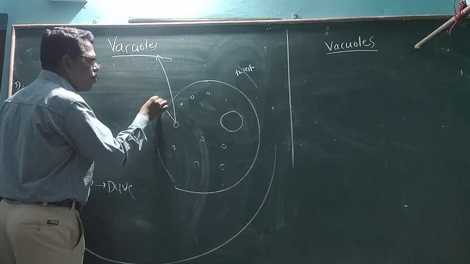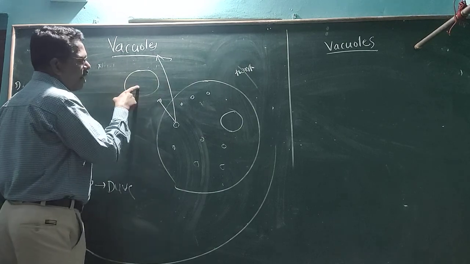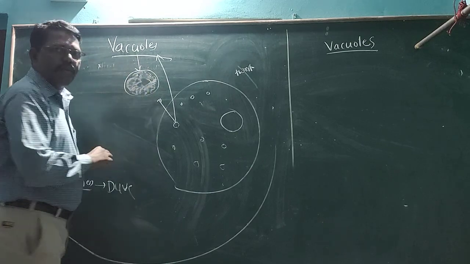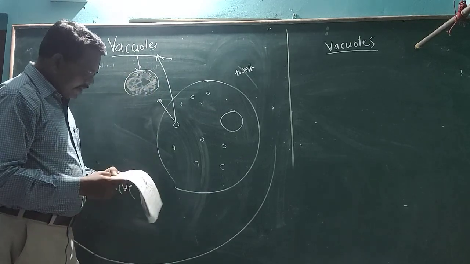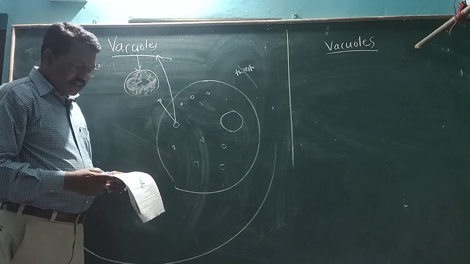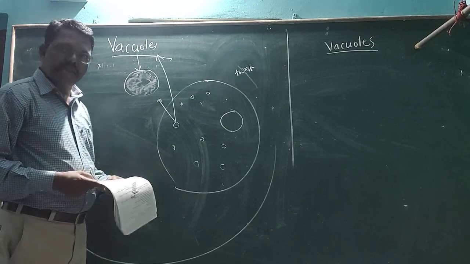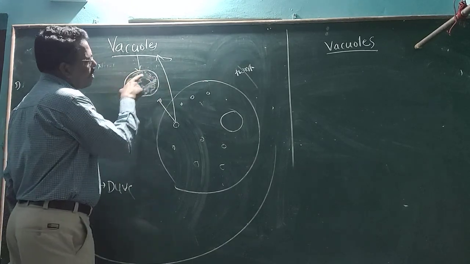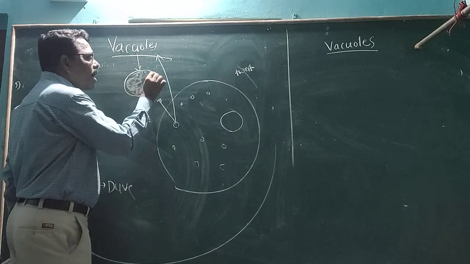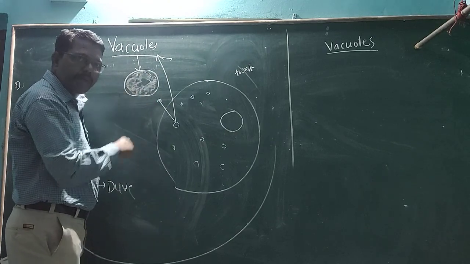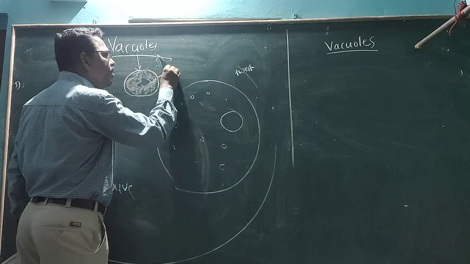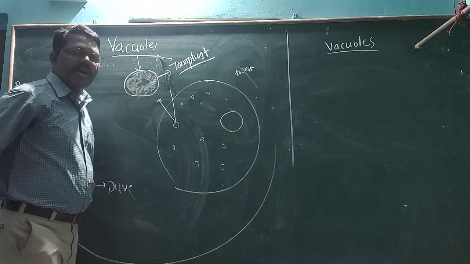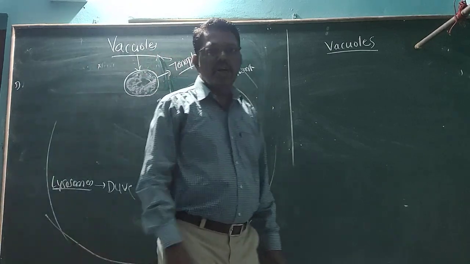Here I want to draw one vacuole. It is filled with watery fluid. In the plant cell, it is surrounded by a semi-permeable membrane. This is the structure of the vacuole: it has a membrane that behaves like a semi-permeable membrane. That membrane is called the tonoplast. It will be asked in the KPSC examination as well as the UPSC examination.